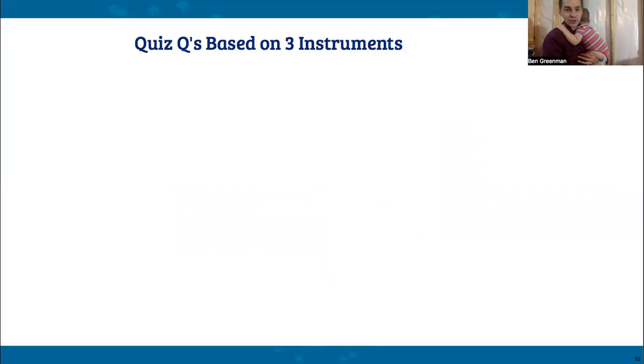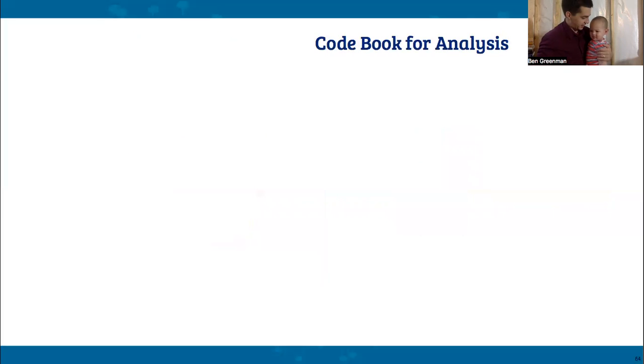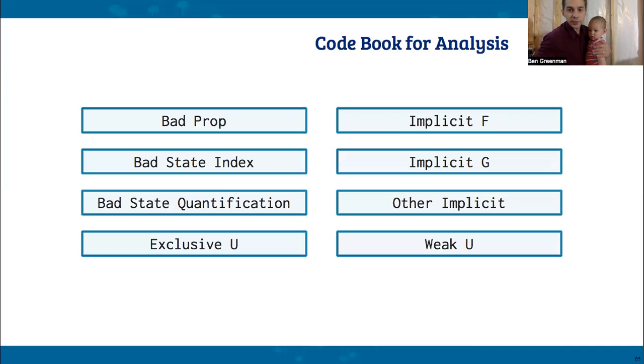The quiz questions that I've shown have been adapted from 3 test instruments that we've developed. And the 3 instruments correspond to the 3 question types that I mentioned: translations, back and forth from English to LTL, and the trace satisfaction questions. And these instruments are all available to use. To analyze responses, we've developed a code book. Currently we have 8 codes in the book, and these are names that we've seen before on the slides. This is also free to use, so that if you deploy the instruments, you can analyze the results in a quick fashion.